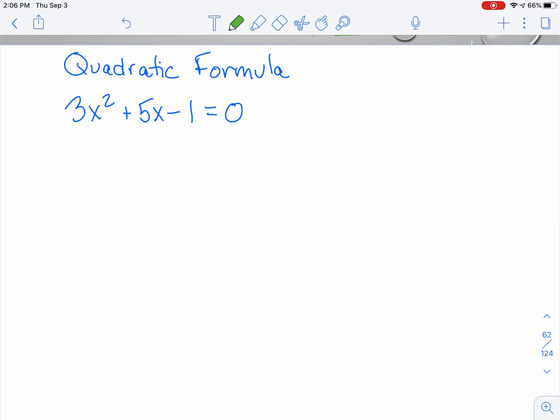So write down 3x squared plus 5x minus 1. Identify your a, b, and c. Plug correctly into the quadratic formula. And evaluate. Simple as that.